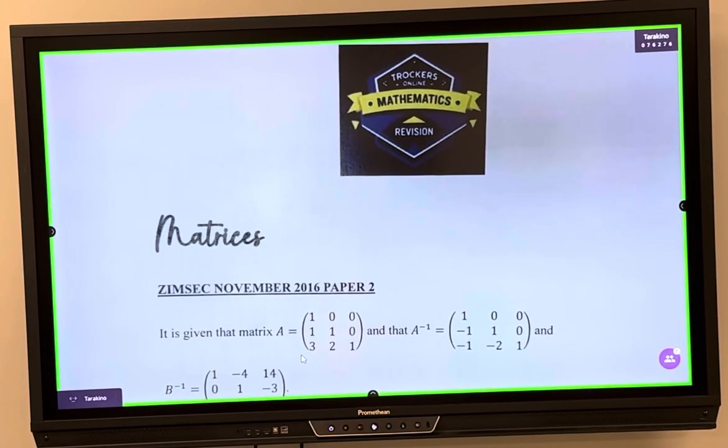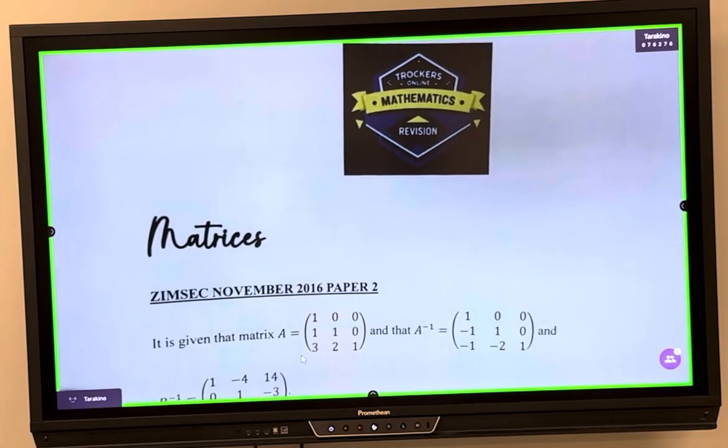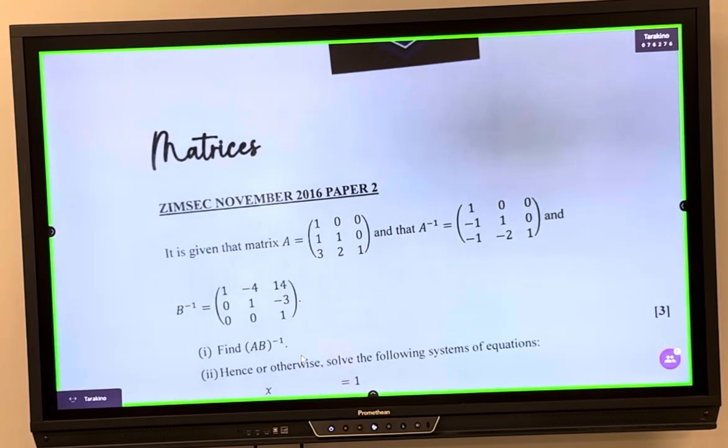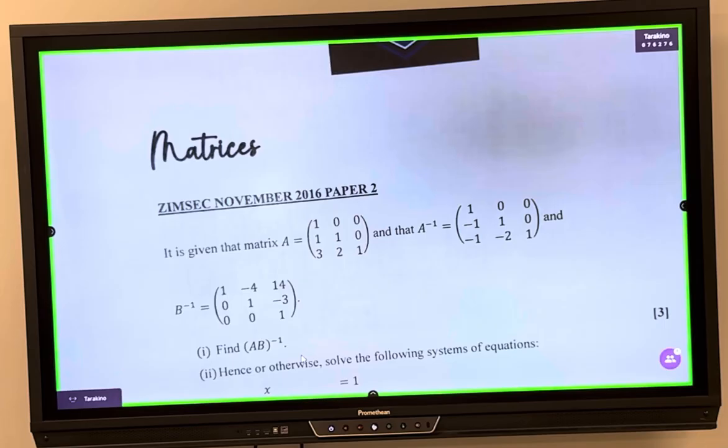All right, so now we want to focus on matrices. So I'm going to go over the November 2016 paper 2. With these ones I've already solved these problems, so I'll just go ahead and explain.